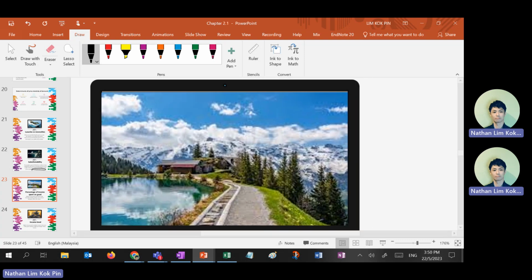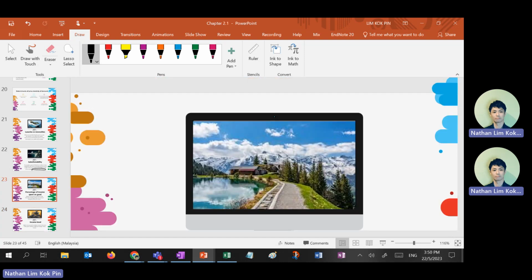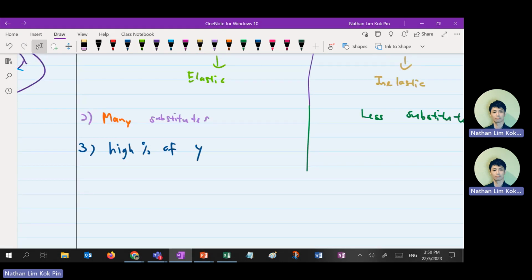Okay, so if Malacca is only 1,000 ringgit, 10% is how much? 100 ringgit only. Even if it increases, I still go anyway, because it's a low percentage of my income. So this is about percentage of income. It is not about income. You must know whether the goods price, compared to income, is a high percentage or low percentage, regardless of whether it is a high or low price. Make sense or not?